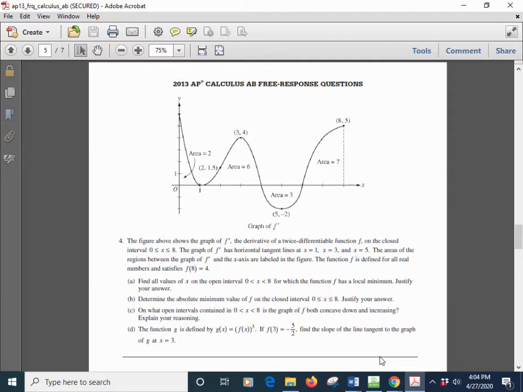Now, they're looking for a specific type of absolute extrema. They're looking for absolute minimum value. They're not looking for absolute maximum value. But we can still apply the closed interval method. So now that I know I've got to use the closed interval method, I have to think, what are the steps of the closed interval method?